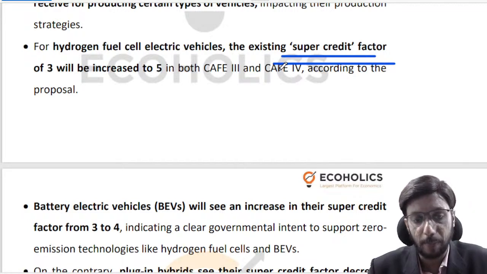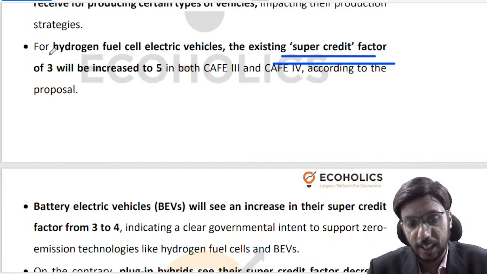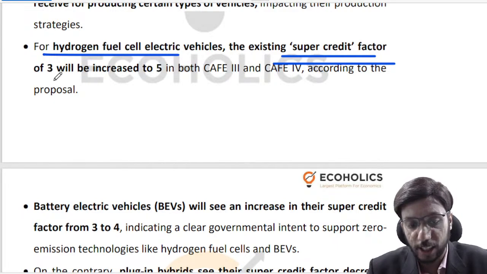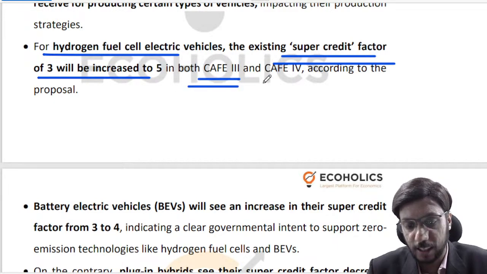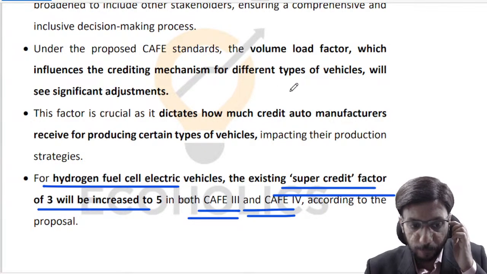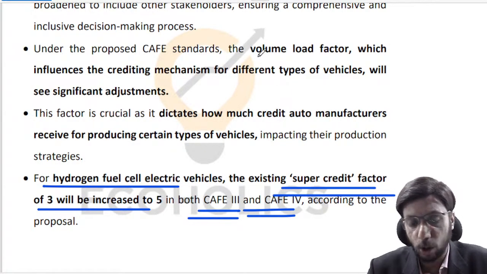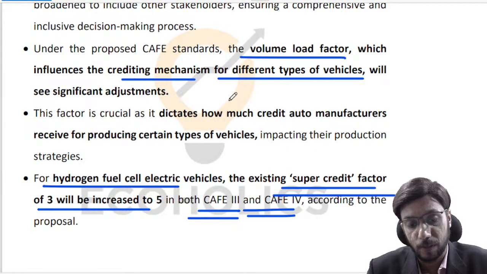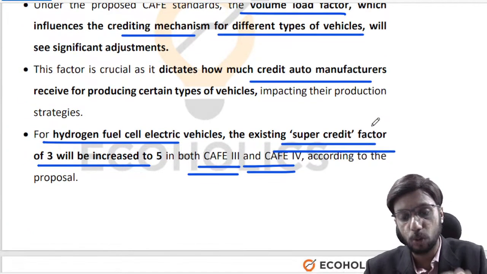So see, what is going to happen is that the super credit factor for hydrogen fuel cell electric vehicles will increase from, let us say, 3 to 5, in both CAFE 3 and CAFE 4, right? There is something called the volume load factor, and that influences the crediting mechanism for different types of vehicles. So let's say that you produce a clean vehicle, how much credit do you get? This credit depends upon this super credit factor.